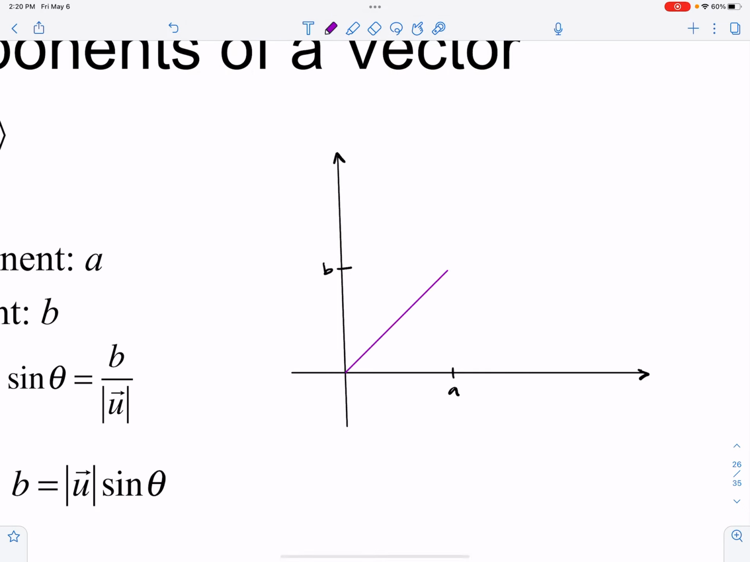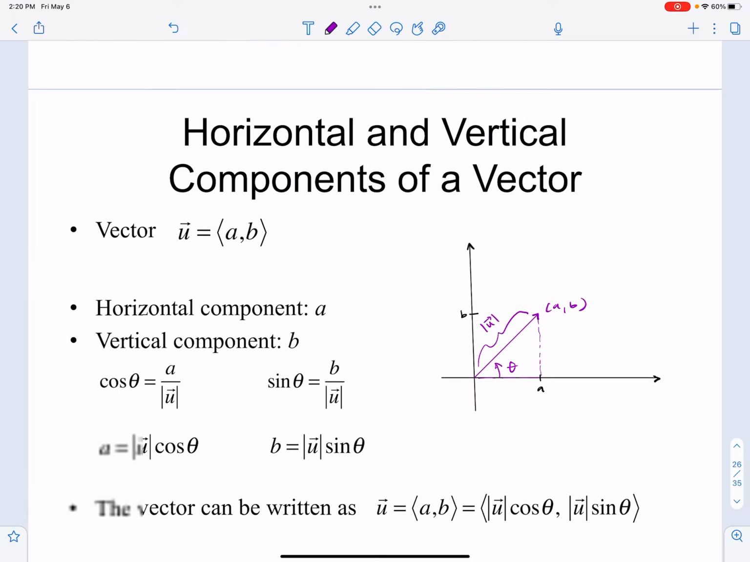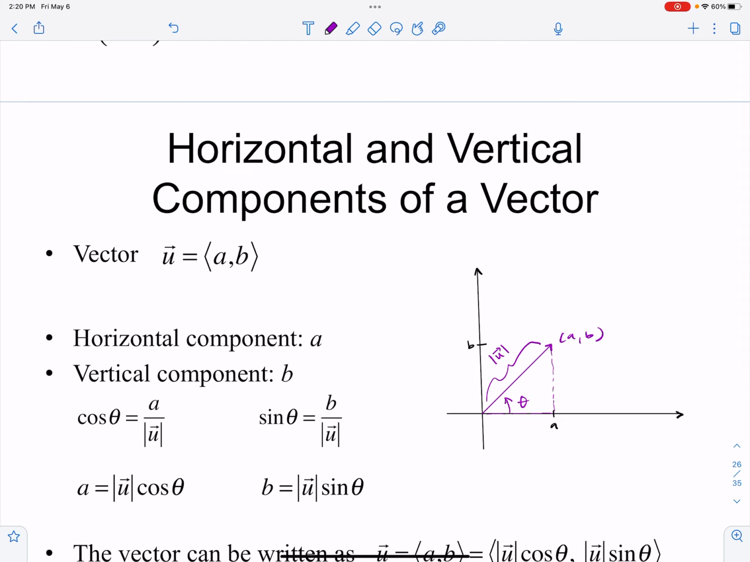Here's our vector that terminates at the point A, comma, B. Its length would represent the magnitude of the vector u that we've drawn. We would have the direction angle theta, okay?